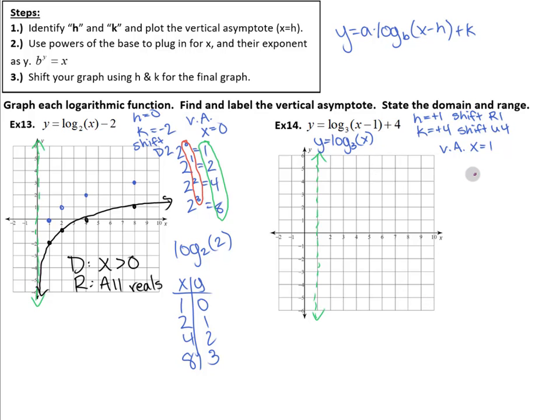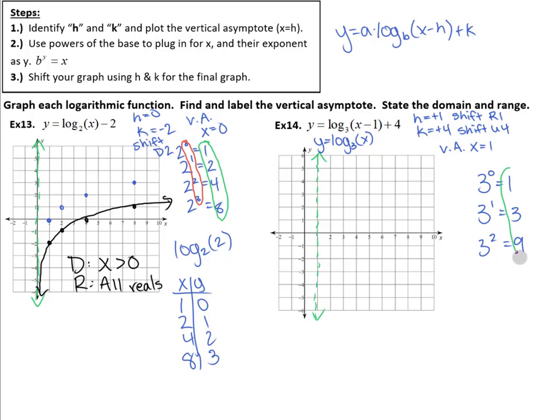So our base is 3. Let's write down some powers of 3. 3 to the 0 is 1. 3 to the first is 3. 3 squared is 9. 3 to the third is 27, and that's a really big value of x. So I don't think we're going to even use that. I think 9 is probably the last one we'll be able to fit in here.